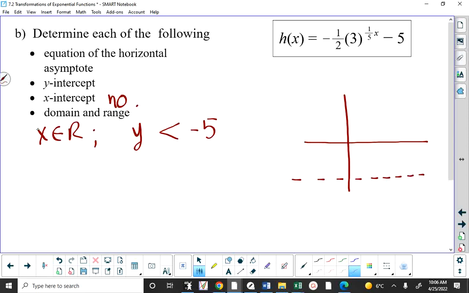The y-intercept is found by putting 0 in here. So I would like everybody to put 0 in for x and use your calculator to calculate what the y-intercept will be.